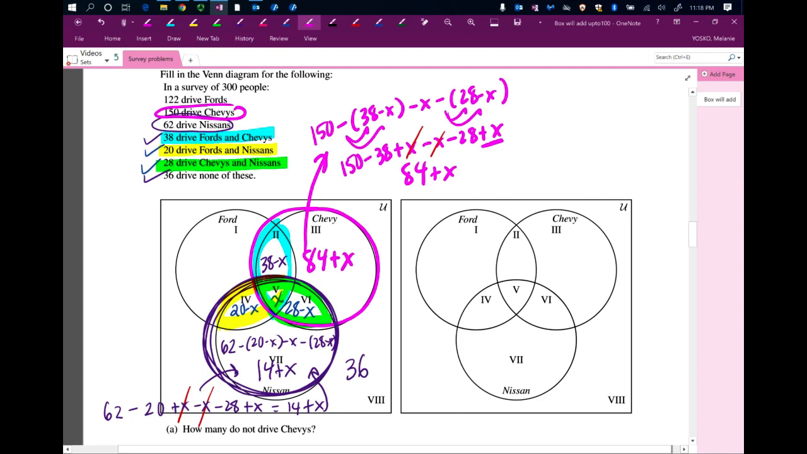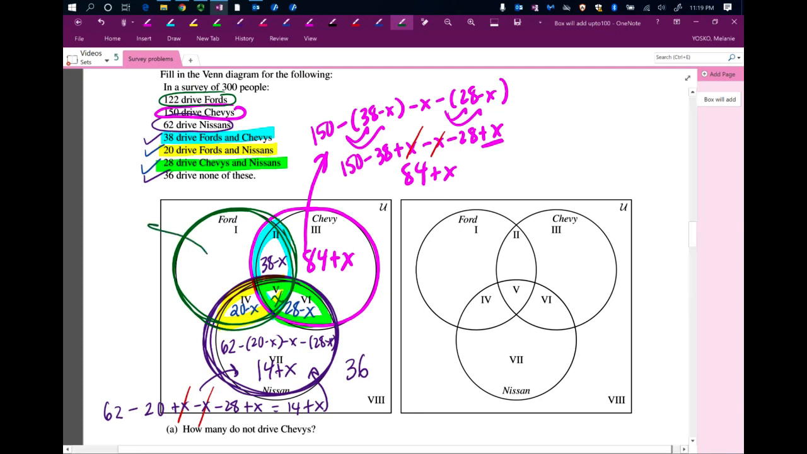Okay, there's one more piece of information we haven't used yet. So let's just, I guess I'll do it in green. 120 drive Fords. So this whole circle adds up to 122 drive Fords. That whole circle adds up to 122.